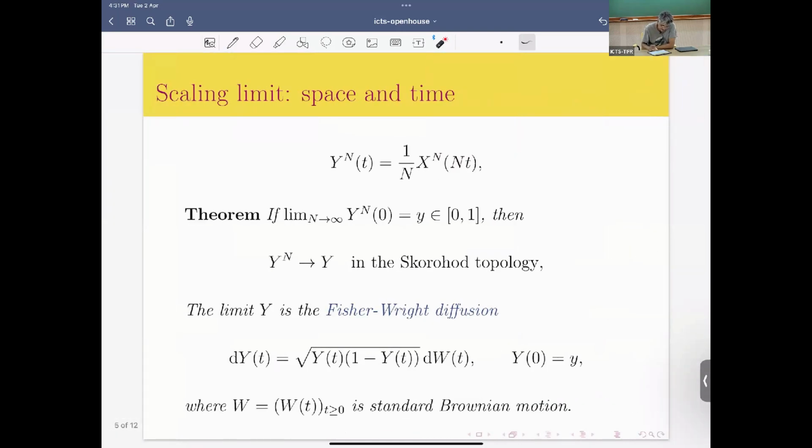But what I'm interested in is large time behavior. So here what I do is I scale time by n and look at the fraction of individuals of type 0. Okay, so this is just the fraction of 0 at time nt.